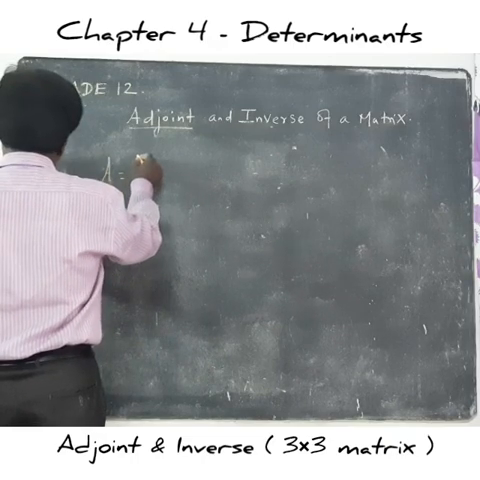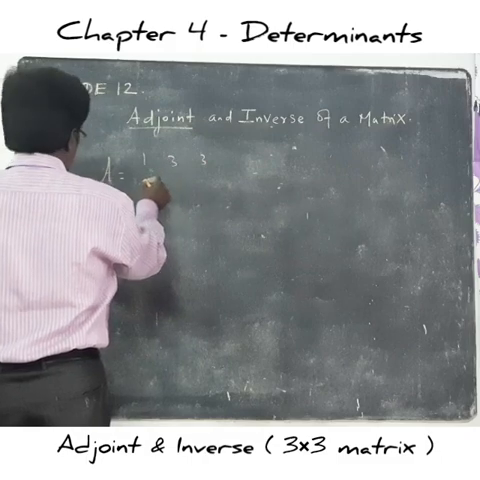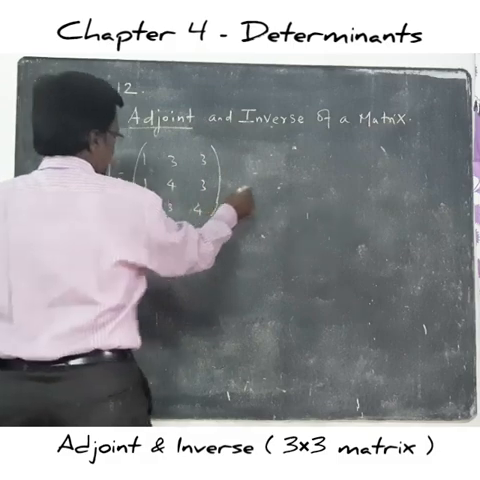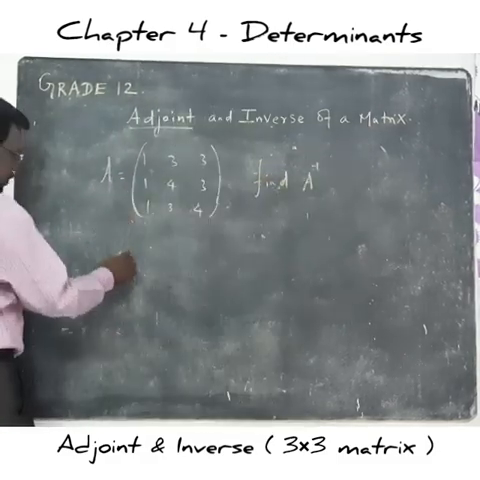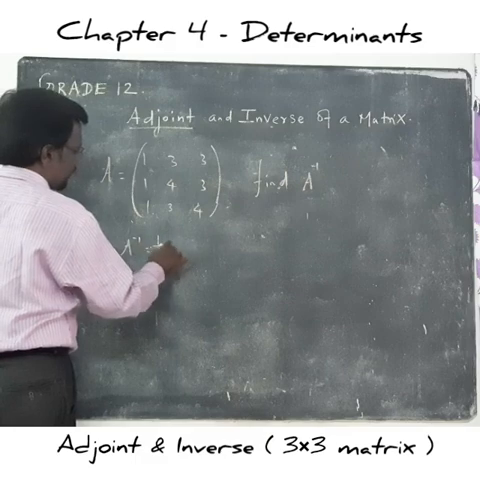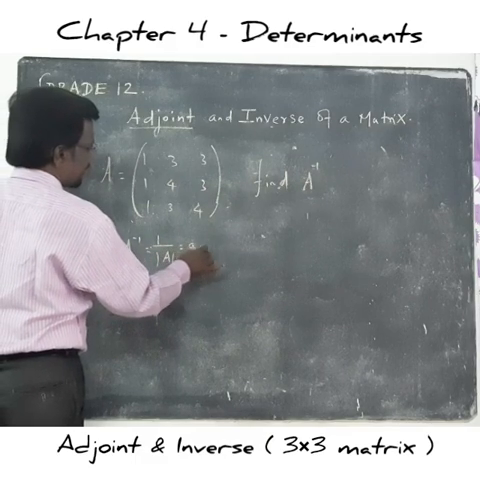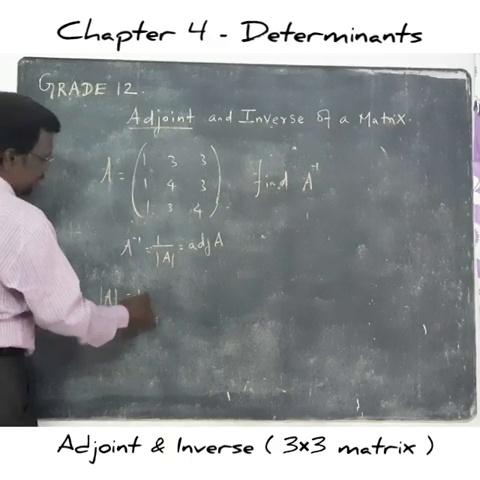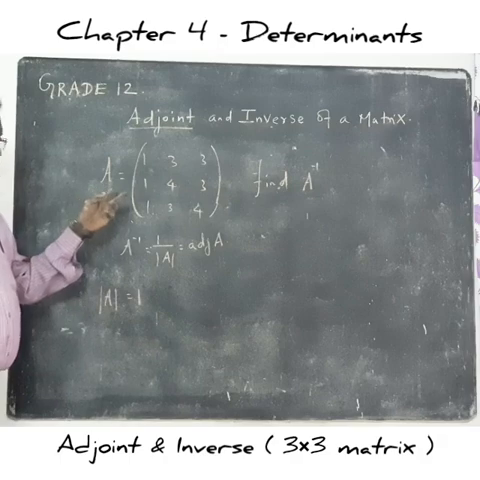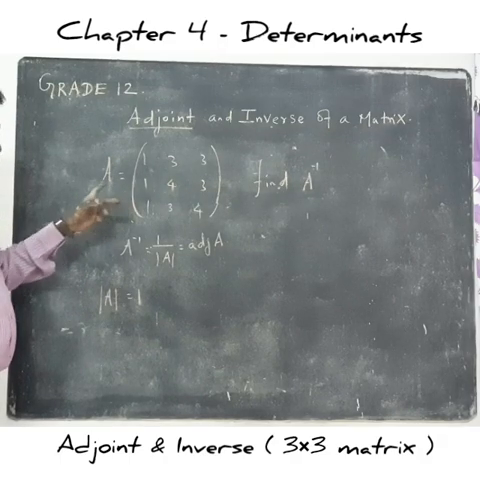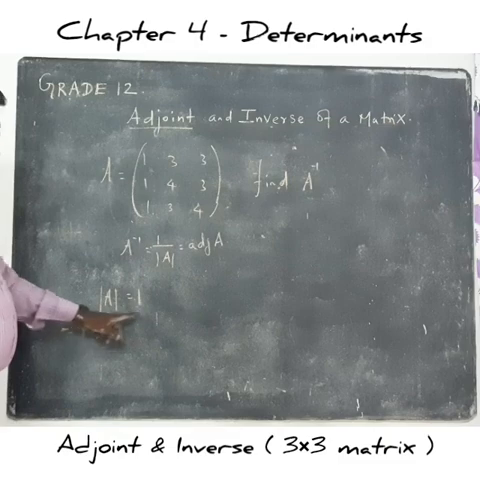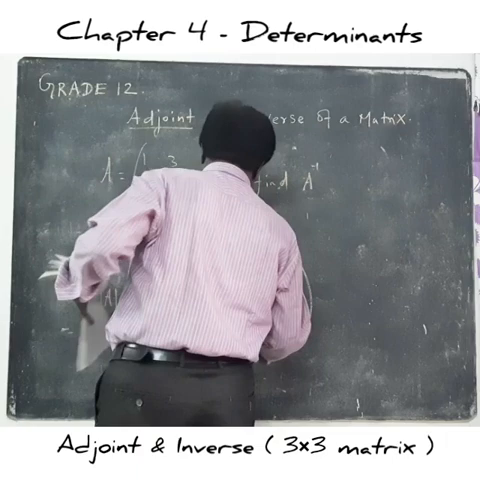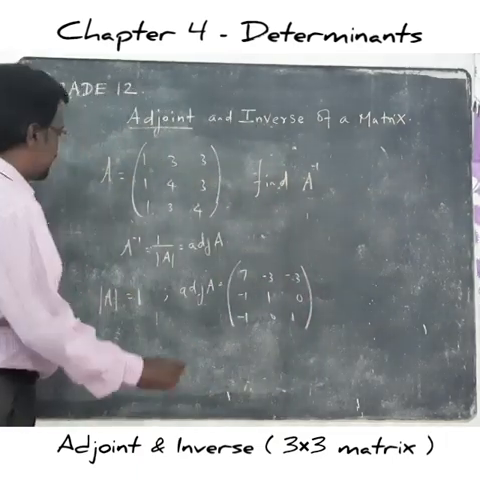Already we used one example: A is equal to 1, 3, 3; 1, 4, 3; 1, 3, 4. Find A inverse. Then what is the formula for A inverse? A inverse is equal to 1 by determinant value of A into adj A. The determinant value of A we have already found, that is equal to 1. We have taken this example for finding adjoint A. So determinant value of A is equal to 1. Then what is adjoint A? So this is adjoint A. Then what is A inverse?